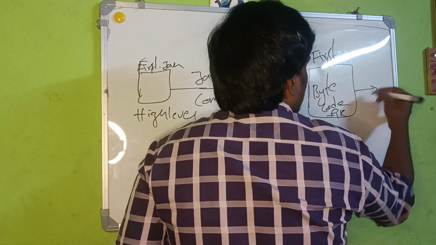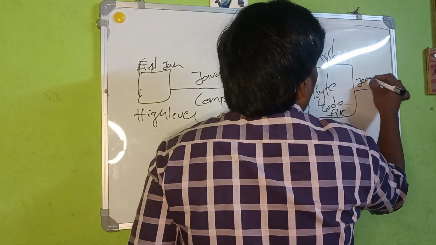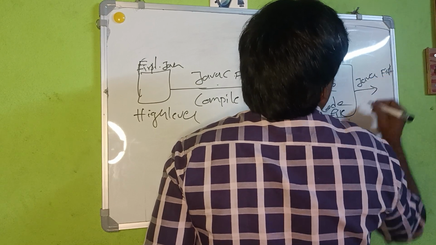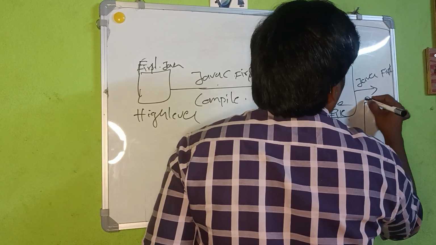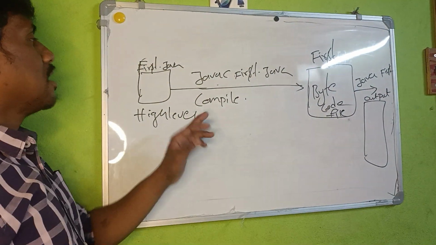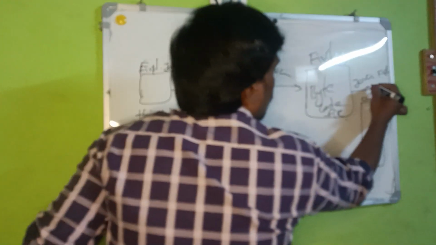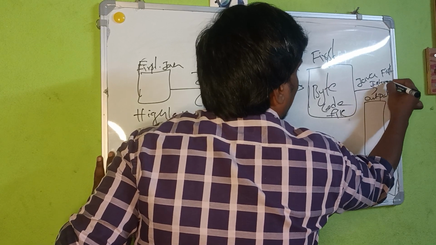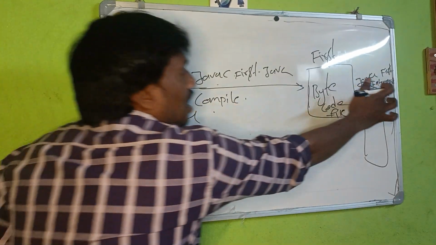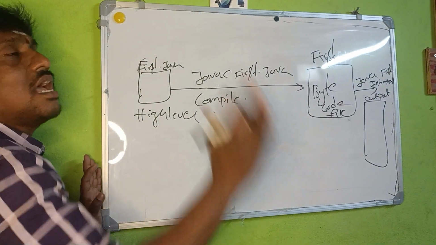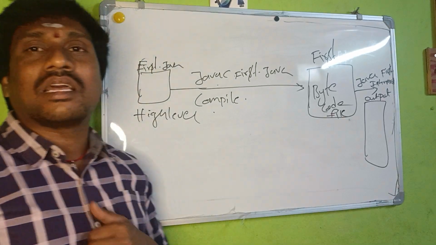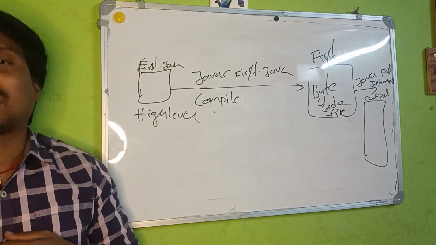Then from here, you need to give one command called java, your file name, that is first or the main class name. Then you will get the output on the screen. From here compile, from here interpretation. Java is an interpreted language as well as compiled. Okay, clear.